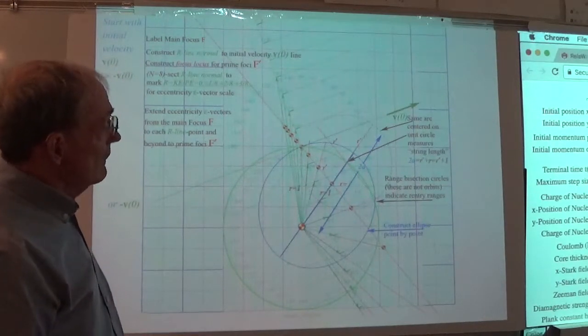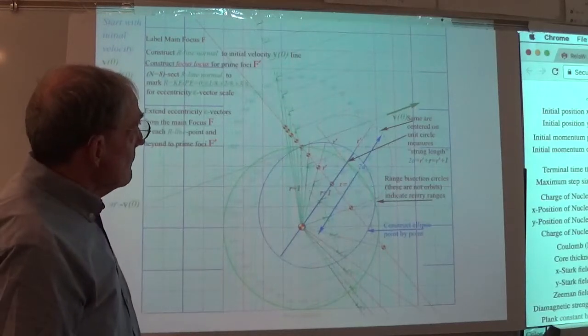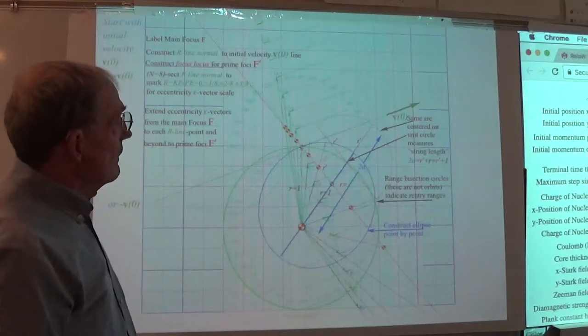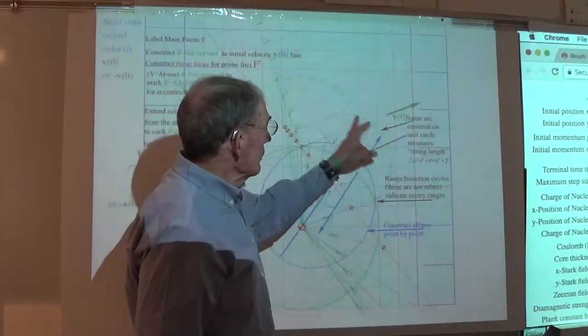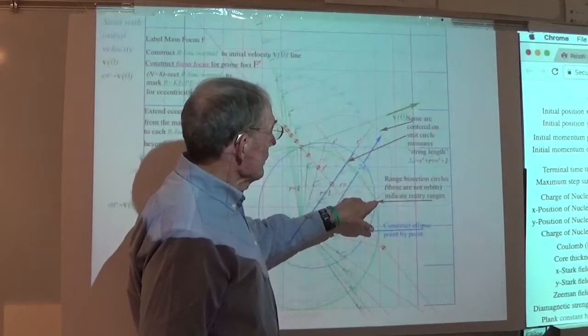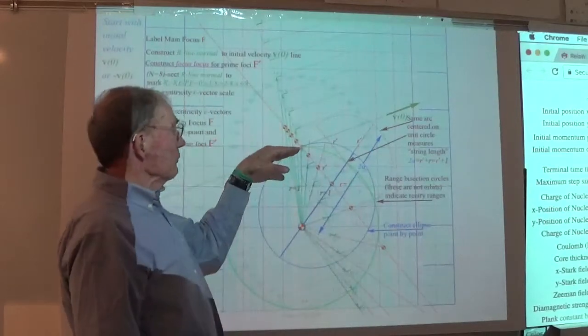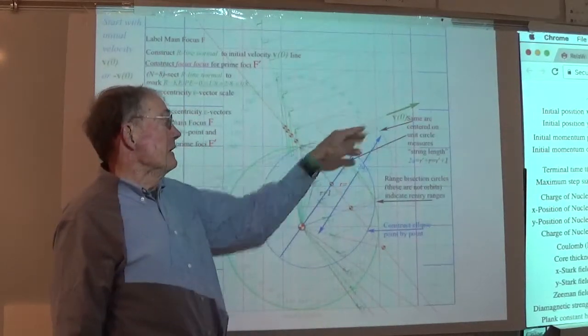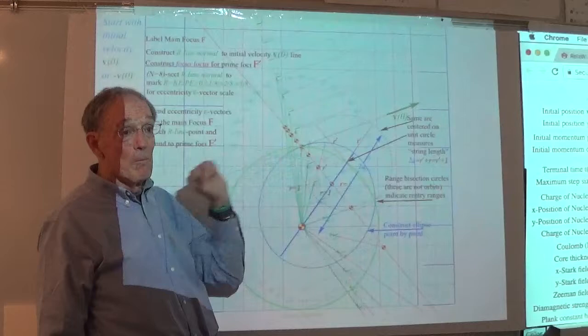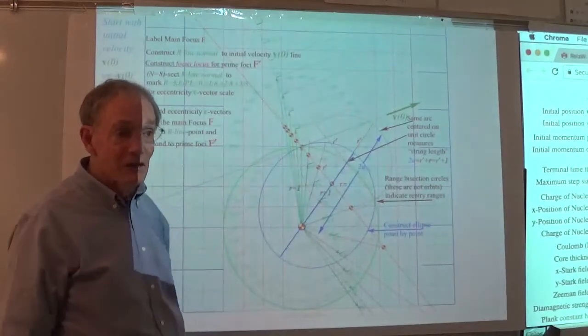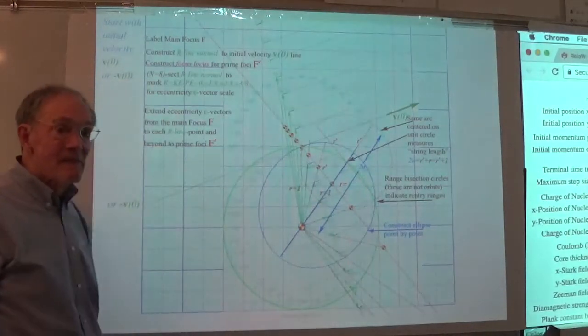Here's the actual ellipse, okay? So that range bisection circle goes through the same point, but that's the actual ellipse that has the correct tangent velocity to start with. It's making sense a little bit? Okay.